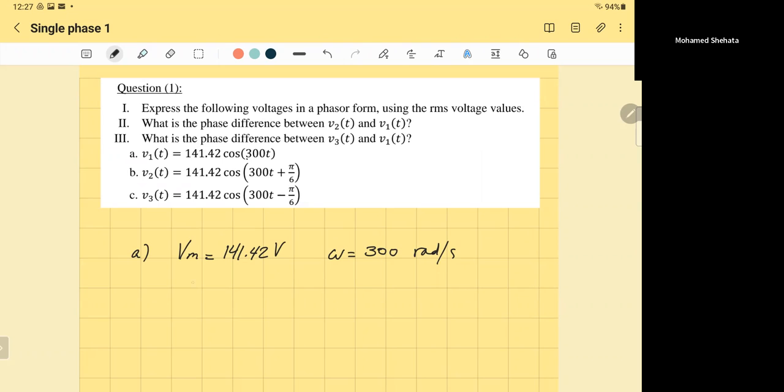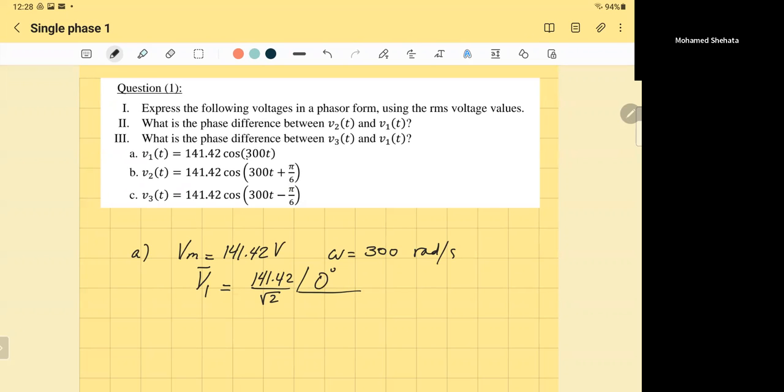So I will say now that the phasor of the voltage V1, and because I don't have a volt here, I can put this on the top of it, is equal to the root mean square. What's the root mean square? The maximum value divided by root 2. And here I'm going to put the phase difference, the angle of it. What is the angle in this case? 0. There's no shift.